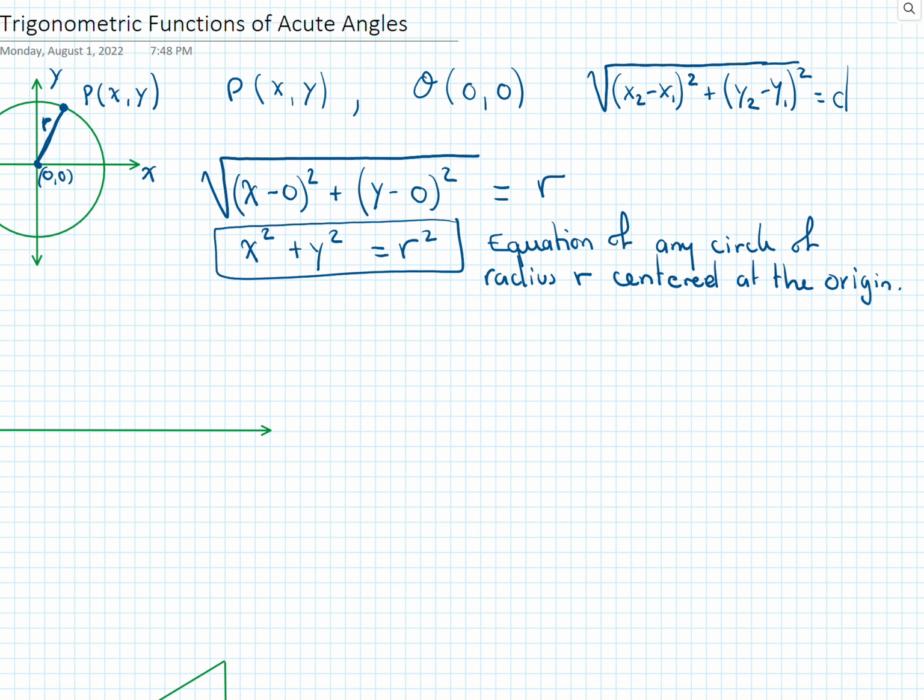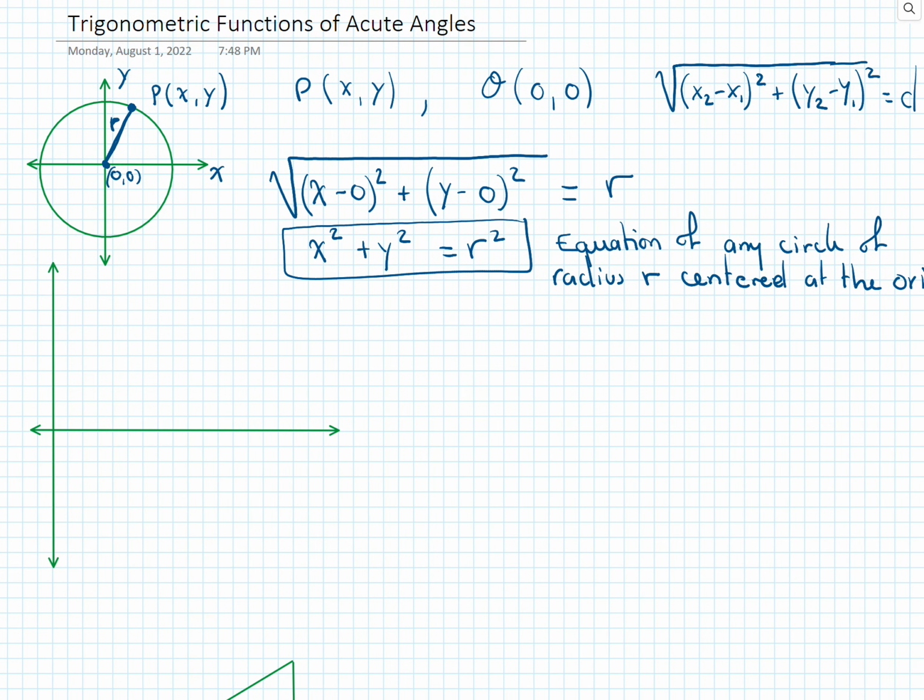Okay, so we need to know that, and we need to be able to recall it quickly. X squared plus y squared equals r squared will be the equation of a circle centered at the origin with radius r.